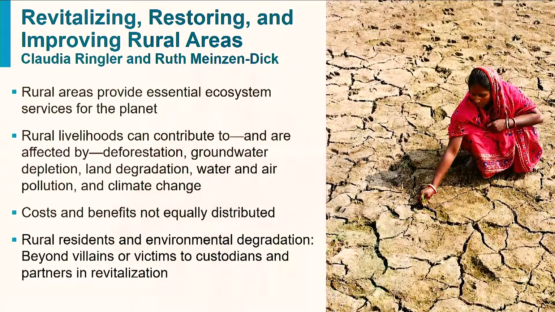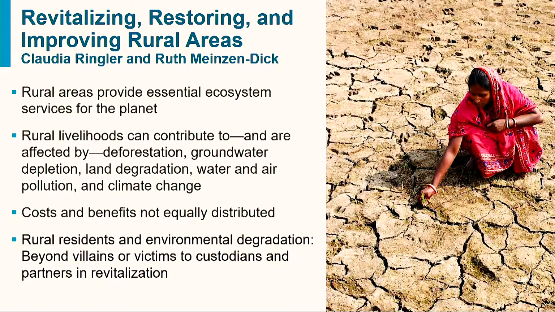At the same time, rural livelihoods depend on and affect, and they can contribute to some of the negative environmental effects that we hear about so often: deforestation, groundwater depletion, water contamination, land degradation of all kinds, water and air pollution, and climate change. At the same time, they're affected by that. Part of the reason that this happens is that the costs and the benefits of environmental services and of the investment in them are not distributed equally.